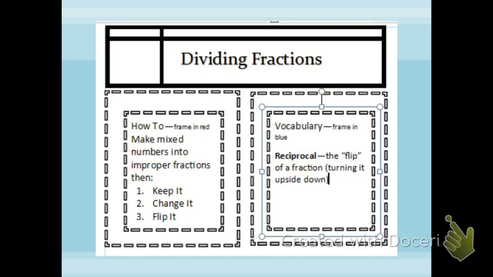For the how-to, mix numbers into improper fractions, then keep, change, flip, or keep it, change it, flip it. That's the same thing that we just talked about. For your vocabulary, one word that you need to be very familiar with, and you're not going to hear it very often, is the word reciprocal. And the reciprocal is just the flip.